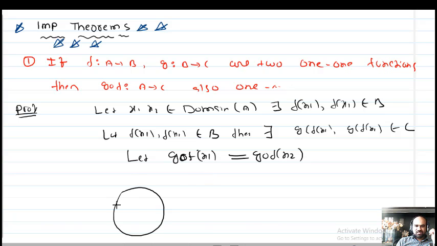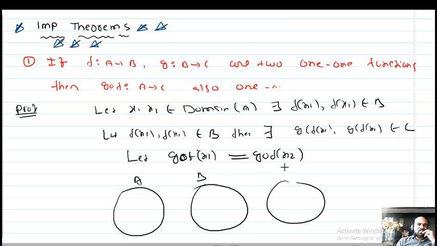Understood? Once again, listen to it. This is the first set, second set, third set. This is A, this is B, this is C, with functions f and g. What is the new function? This is g circle f only.